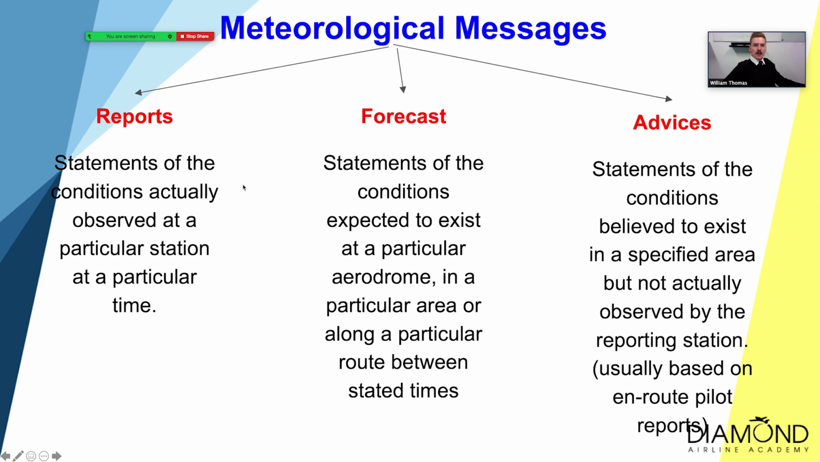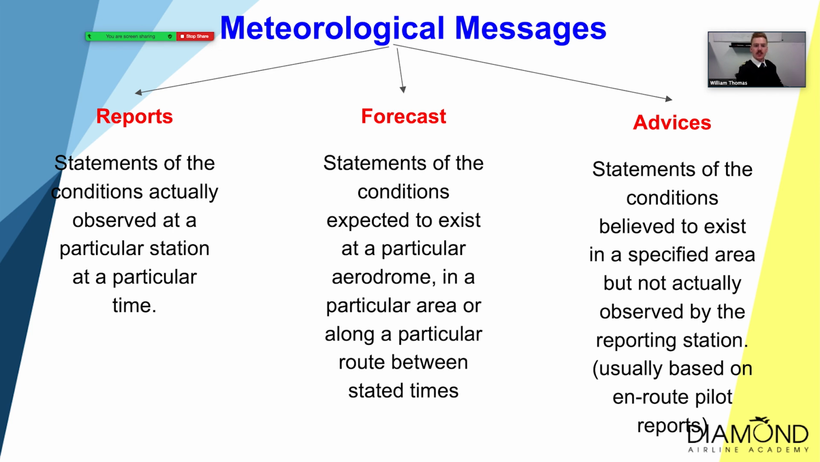All right, meteorological messages. What do we have? Well, we have reports, forecasts, and advice. So a report is a measurement of actual conditions. So statements of the conditions actually observed at a particular station at a particular time. It's a measurement. Forecast, on the other hand, is a prediction. What the weather may become.